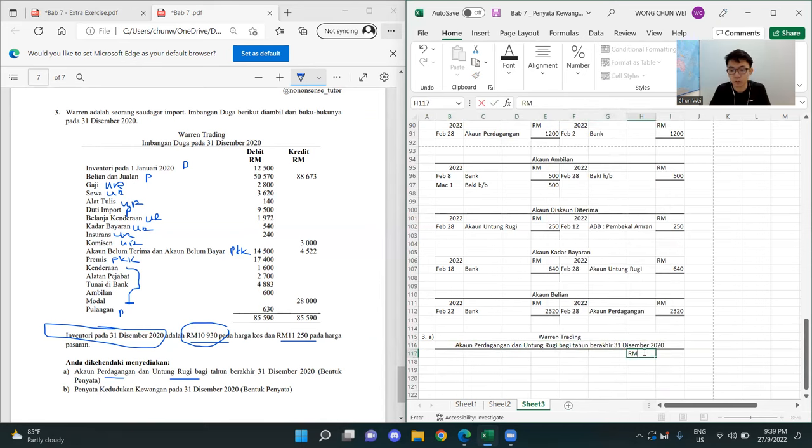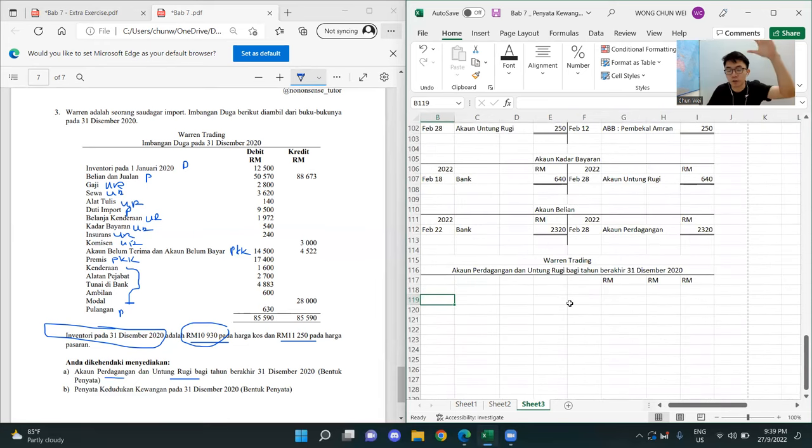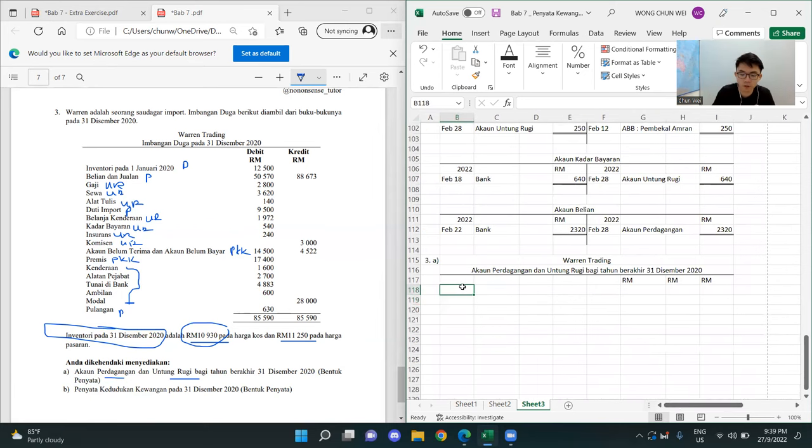Alright, so Ringgit Malaysia. Okay, so in your account perdagangan, on top of course perdagangan. So sorry, perdagangan dan untung rugi. So let's start with perdagangan dulu. So dalam account perdagangan, the first thing must be the jualan. So how much is your jualan? So you put here, your jualan is here. Can you see or not? Your belian dan jualan. So the jualan is always on the credit side. Manakala the belian is always on the debit side. Okay? So if you can identify that the belian is on the debit, jualan is on the credit, then when they give you a pulangan, how you're going to do is you cross.